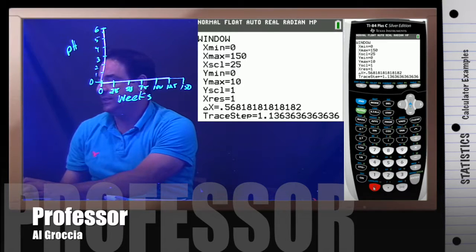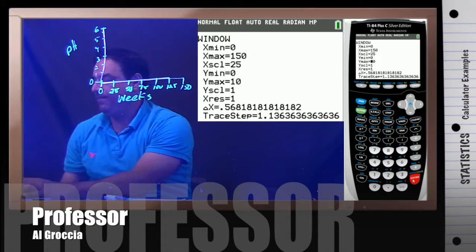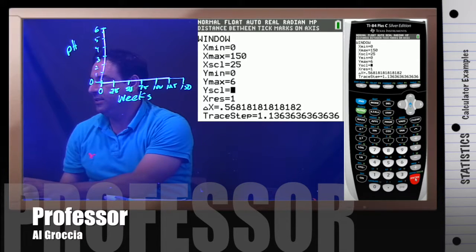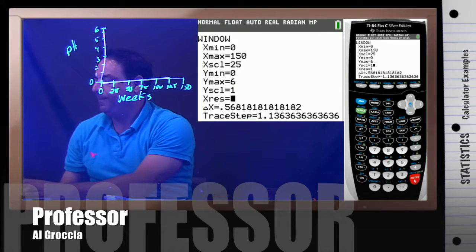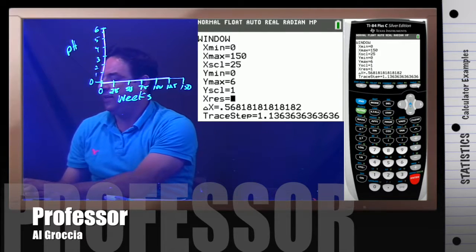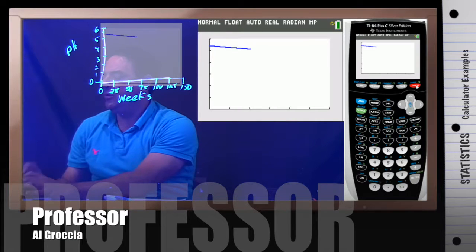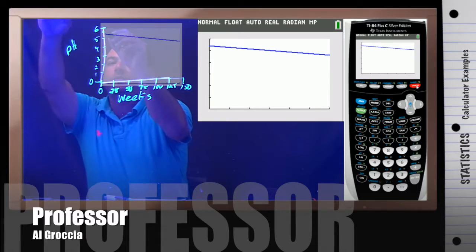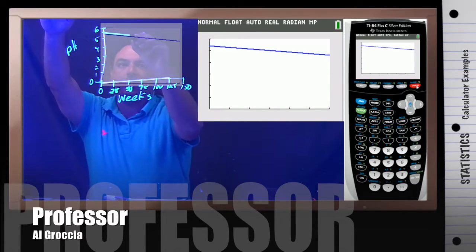Y minimum, 0, our lowest y. Enter. Y maximum, 6. Enter. And our scale by 1. Enter. Then if we press graph, we will see our line starting at 5.43 and going downward.